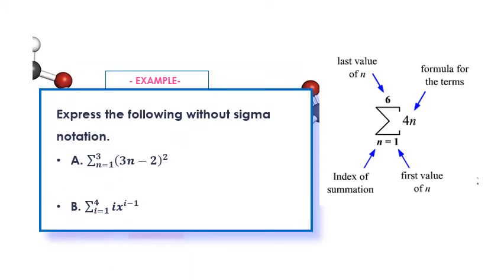Express the following without sigma notation. This is an example for us to better understand the concept and theory of sigma notation. For the first item, we have a sigma notation with (3n minus 2) squared as our term, from 1 to 3 as the value of n. For letter B, we have i times x raised to the power of i minus 1, with the index represented by letter i from 1 to 4.